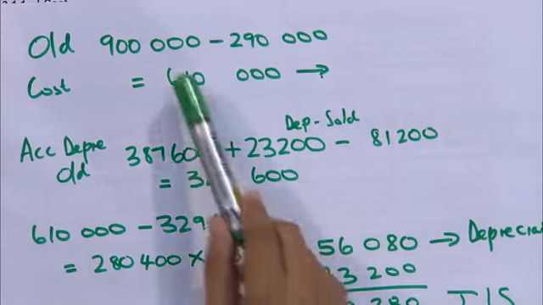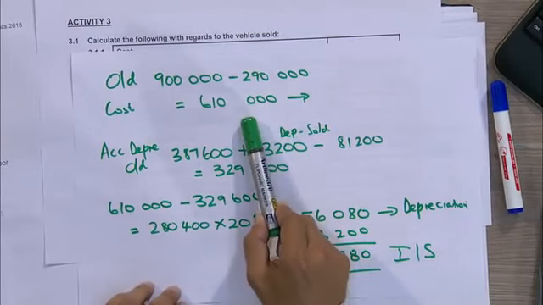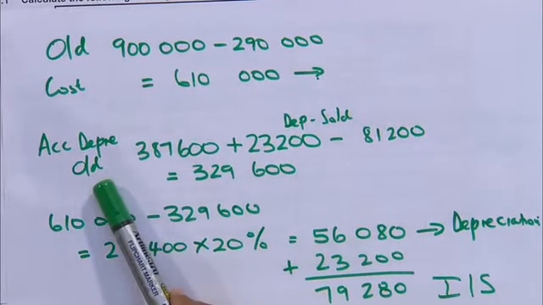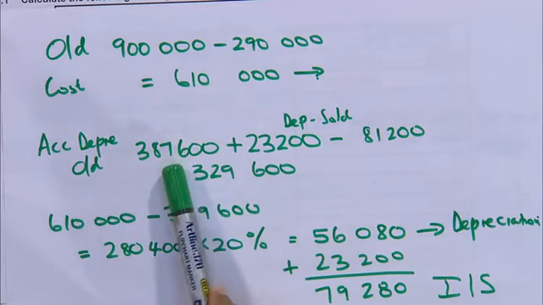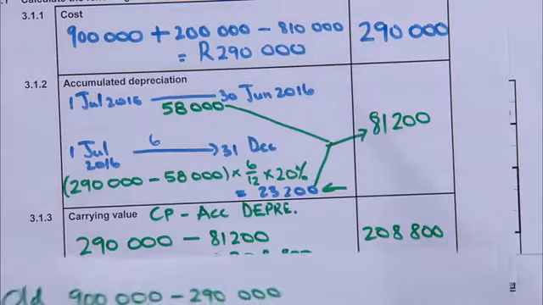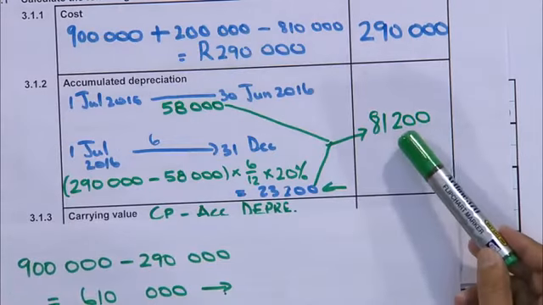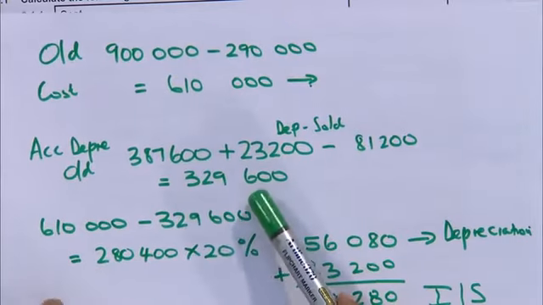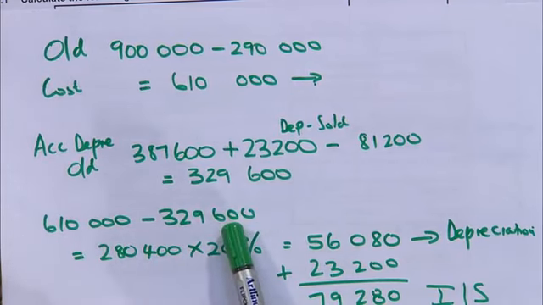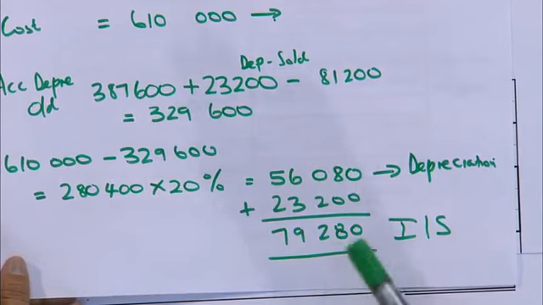Let's just recap again quickly. I had 900,000 at the beginning. I'm selling the cost price of 290. So the cost price of the remaining vehicle is 610. Then also, I want to determine the accumulated depreciation of the old vehicle. The accumulated at the beginning was 387,600 plus the depreciation for the 6 months, which we calculated from the fixed asset note, which was over there. Then I minus the total accumulated of the item that was sold, to get to 329,600. Then I go the cost price of the old minus the accumulated of the old, which gives me the carrying value, multiply by the 20%, and then I just add the two together to give me the total depreciation.